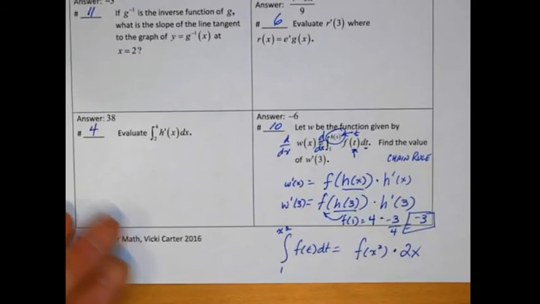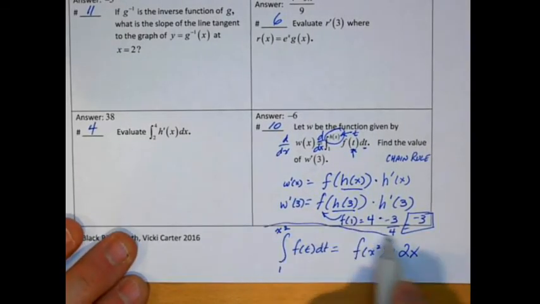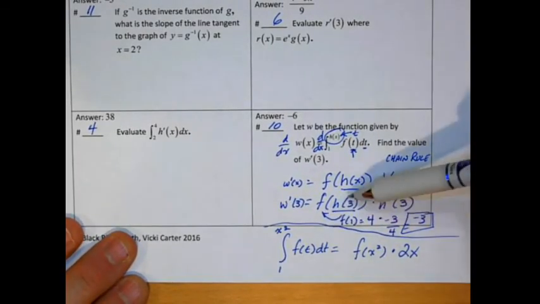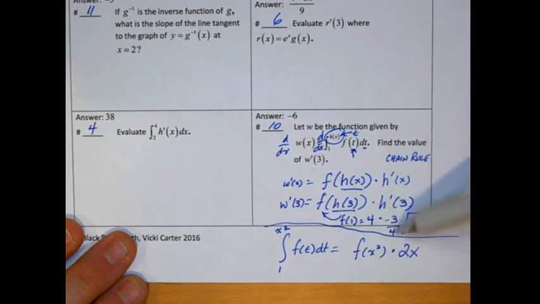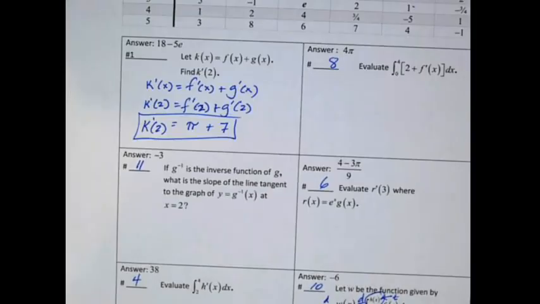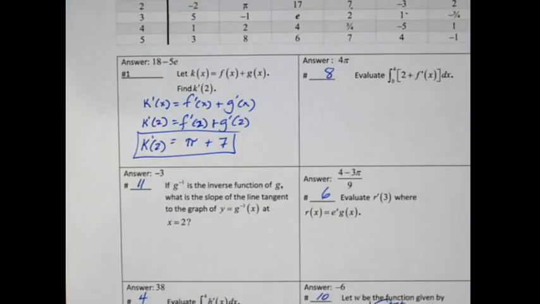All right, so if I move it up, you can actually see what I just said. h of 3 is 1, therefore f of 1 is 4, and f of 4 times h prime of 3, which is the slope at 3 of h, we get a value of negative 3. Which leads us over to this one with the inverse.